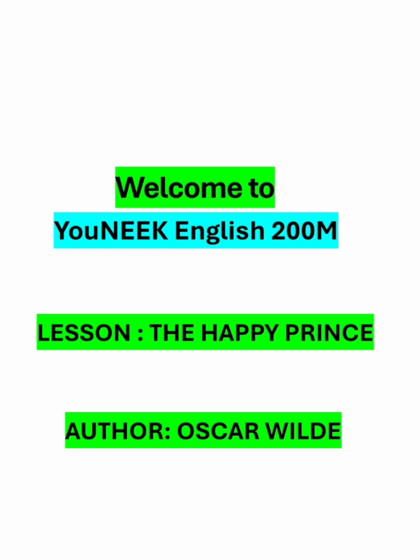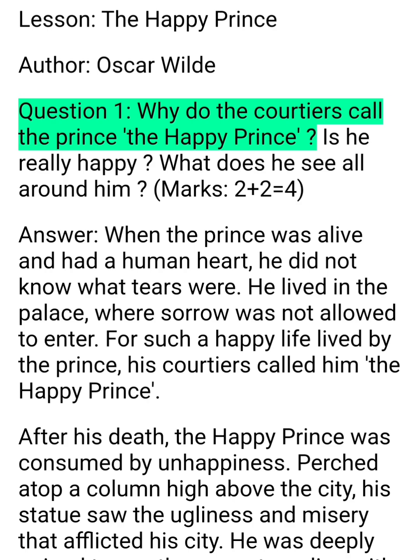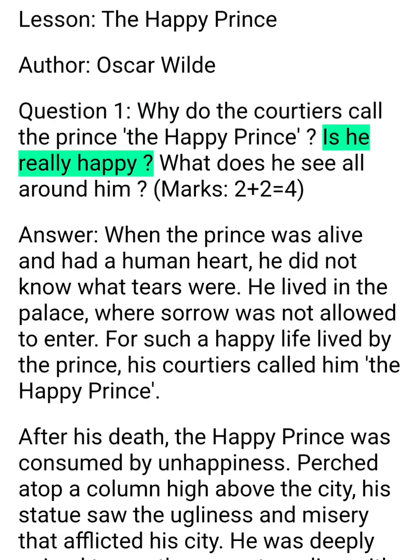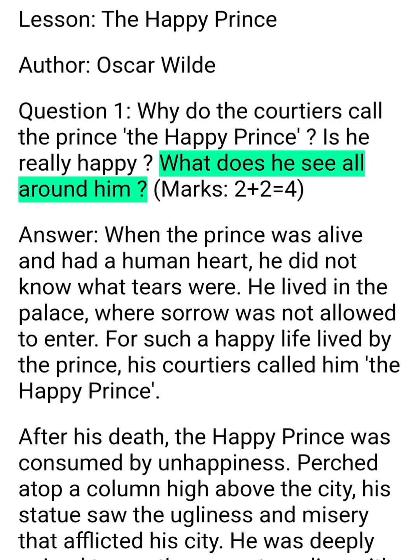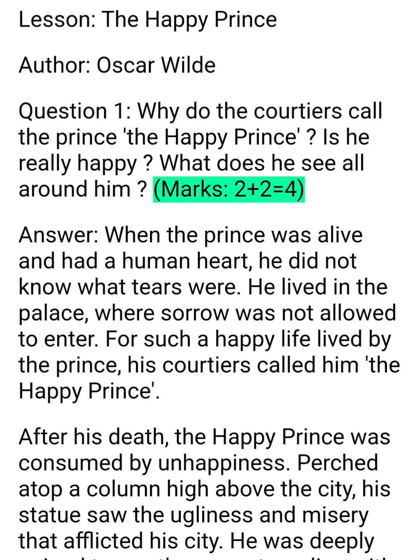Lesson: The Happy Prince. Author: Oscar Wilde. Question 1. Why do the courtiers call the prince the Happy Prince? Is he really happy? What does he see all around him? Marks: 2 plus 2, total 4.